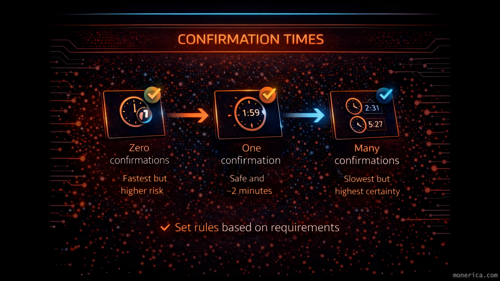Confirmation times. When a Monero payment is sent, it goes through confirmation stages. Zero confirmations are fastest, but carry more risk and are often accepted for small purchases. One confirmation is much safer and usually takes around 2 minutes, making it common for retail. Many confirmations, 10 or more, provide very high certainty but are slow and typically used for high-value transactions or delayed delivery. Some invoice systems allow merchants to configure these rules automatically.